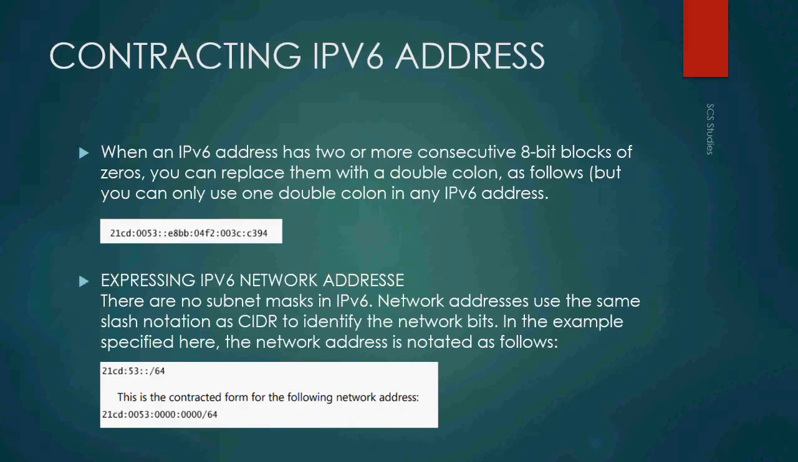IPv6 network address. There are no subnet masks. There is no subnet mask available in IPv6. So now the question arises, how can we identify the network and host? The network address uses the same slash notation, known as CIDR, to identify the network bits. So there is no option to specify a subnet mask in IPv6. Here you can only use CIDR to identify the subnetwork. In IPv4 there is an option to use a subnet mask, but in IPv6 there is only CIDR. So CIDR is very important, guys. You have to understand what CIDR is to work with IPv6 addresses.